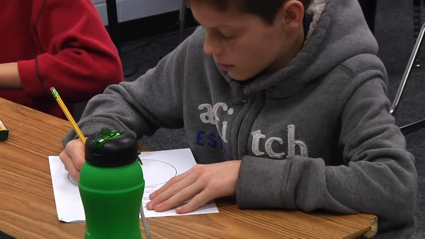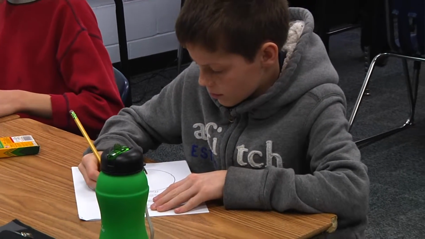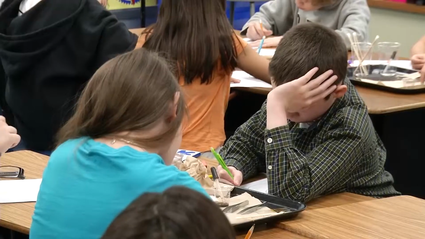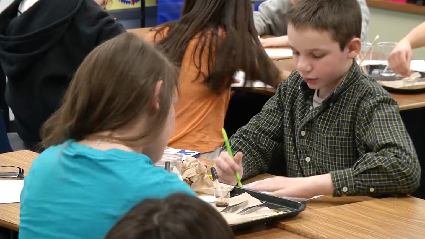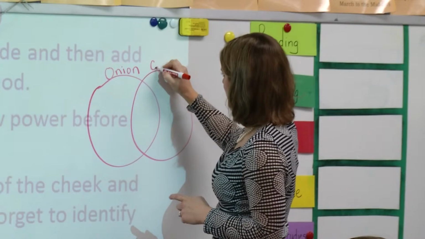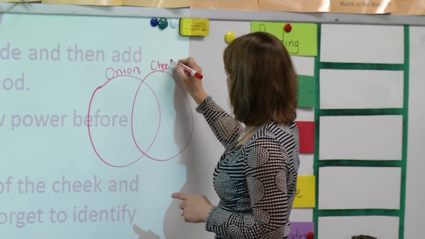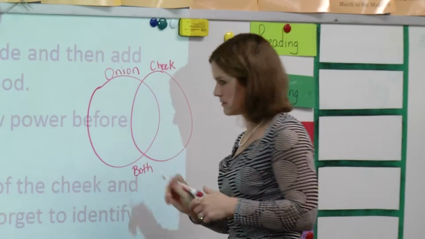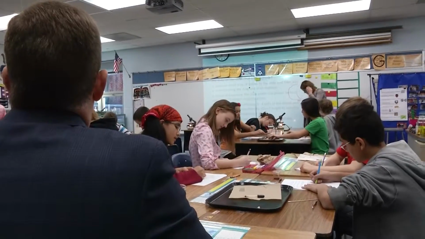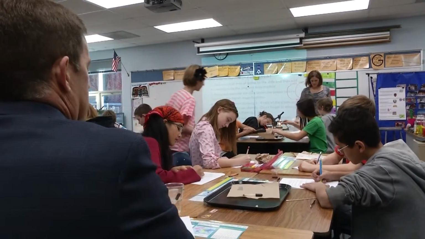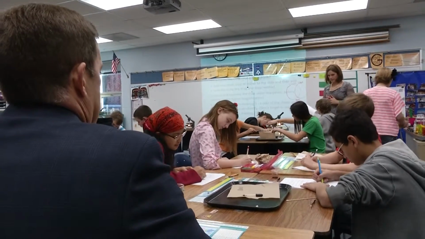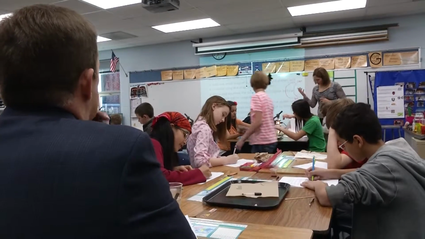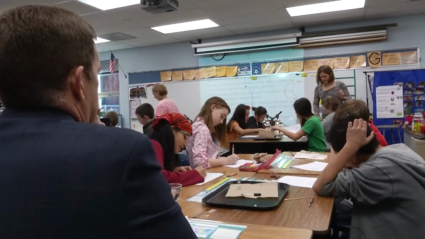Okay, so on one side of the Venn diagram, you're going to tell me about what things the onion cell had that the cheek cell did not. Okay, in the middle, you're going to tell me about what they had in common. All right, good job. Would it be easy stuff like they both had a nucleus? That would be perfect. That's exactly right. Good job.